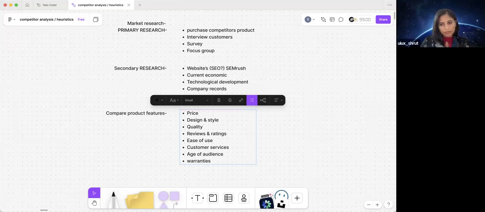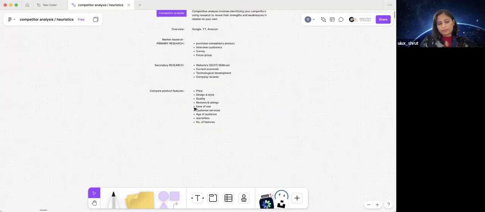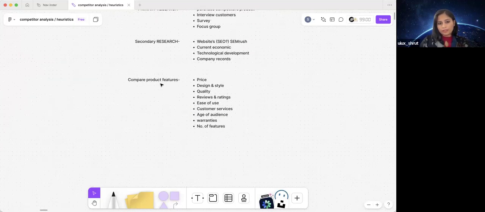Okay. These are some decent points to compare on, important points to compare on. One point I would like to add is again features, like the number of features, you can add that, you can compare that. So that is all for this point.